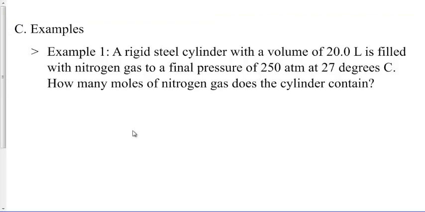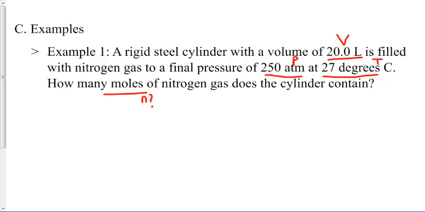Okay, so let's look at some examples. A rigid steel cylinder with a volume of 20.0 liters is filled with nitrogen gas to a final pressure of 250 atmospheres at 27 degrees Celsius. How many moles of nitrogen gas does the cylinder contain? As always, it's your best practice to underline whatever you need to use. I would suggest pausing and doing that on your own before looking. So we've got volume, pressure, temperature, and then it's asking for moles, which is n. Notice there are no V1s or V2s here. We just have volume.